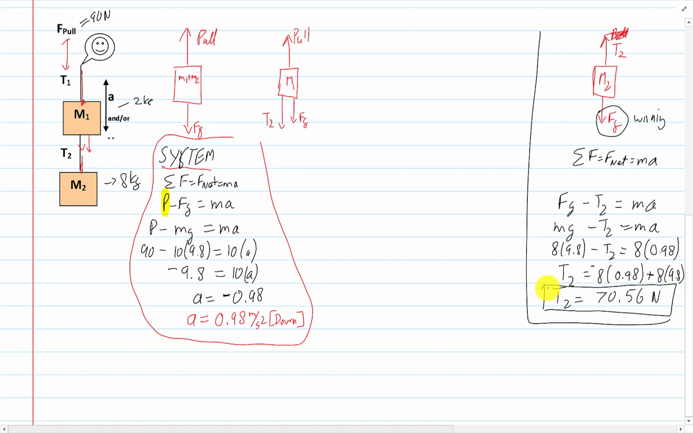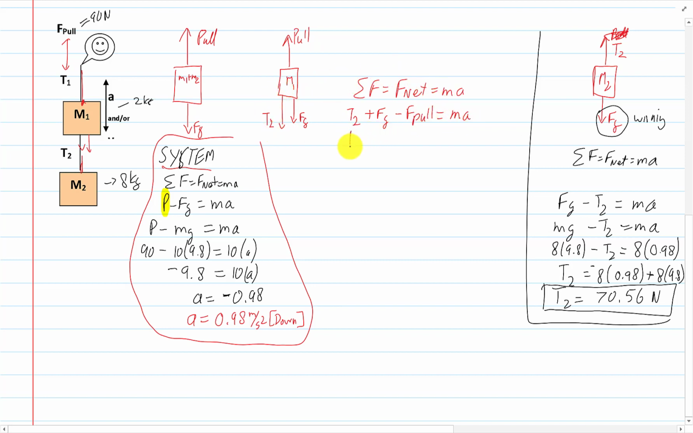And we can go on. But what's this one for? Well, we can use this as a check. And you don't have to, unless the question asks you to do it. F equals MA. So the two winning forces are T2 plus the force of gravity, and the losing force is F pull. And that has to equal MA of this object.